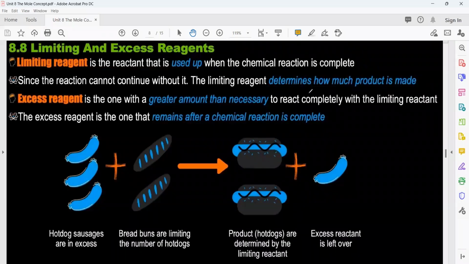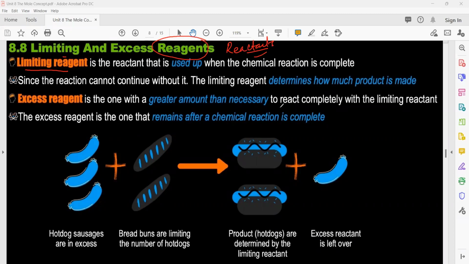After that, you have limiting and excess reagents. Reagents mean reactants, no need to confuse this. When they're talking about reagents, they're talking about reactants. Limiting reagent: for example, you are making a reaction, and one of the reactants finishes early, and due to that the reaction is stopped. So that is known as the limiting reagent.